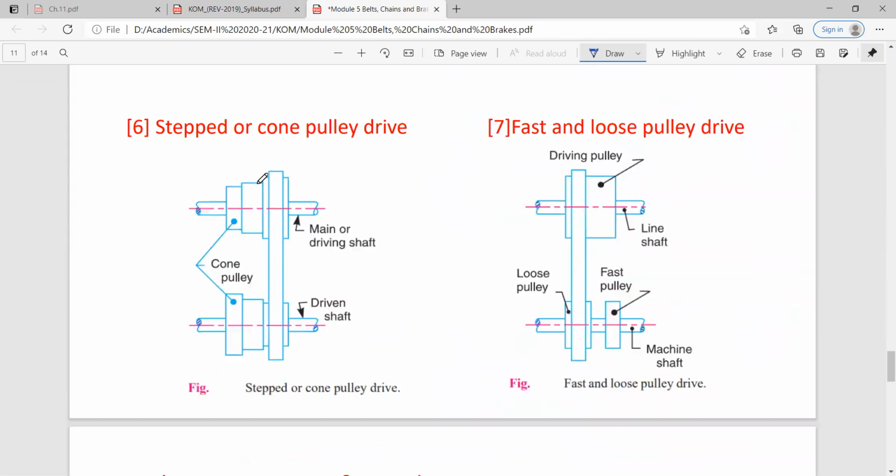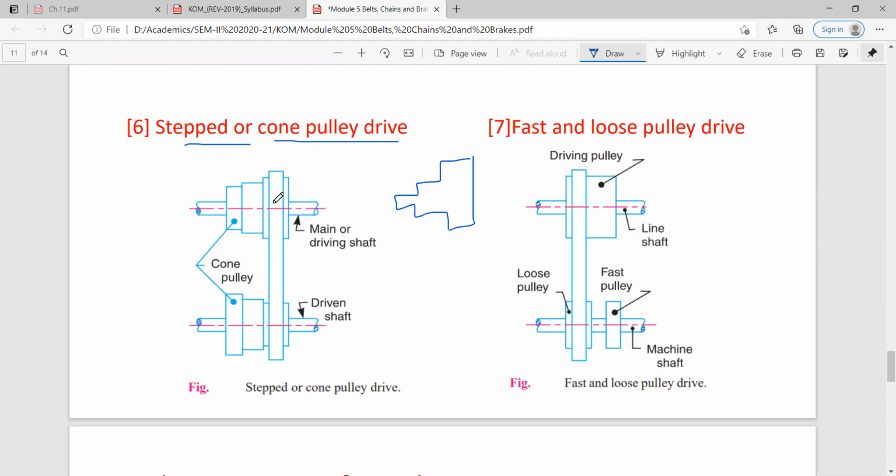Next is your stepped or cone pulley drive. This drive you will find in your machine tools, where you do the production process at different cutting speeds. For example, here the pulley is a stepped pulley like this. The pulley is in this form. So this is the first step, this second and this third, like this.